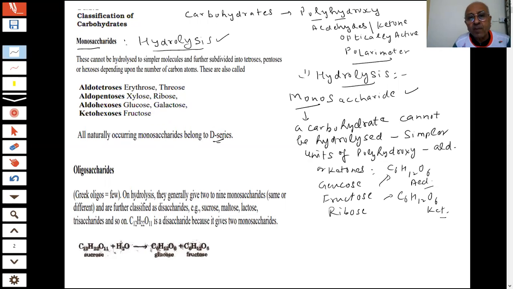Now, this is an important point. What is a D series, students? This I have to explain to you. What is a D series? First of all, students, let me tell you, this is not a small d or a small l. I have used small d as dextrorotatory.